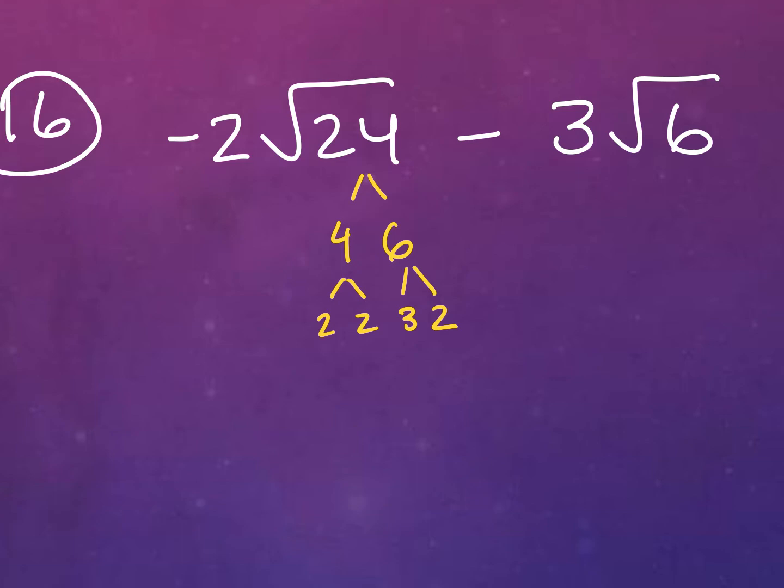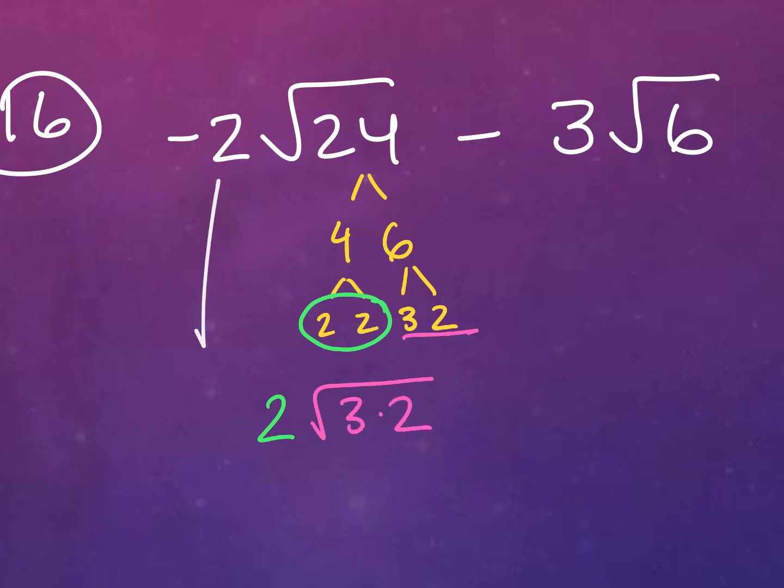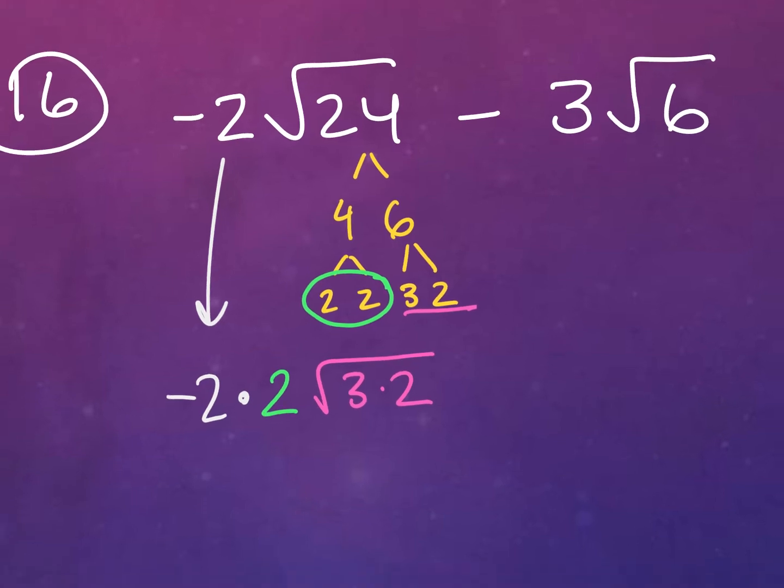So this is what we did yesterday. How can I simplify this? What should I do next? Well, what's going to come to the outside? 2 comes to the outside because I have a pair of 2's. And 3 times 2 stays on the inside because those don't have a pair. And then I also started off with a negative 2 on the outside, so I just have to put that there too.